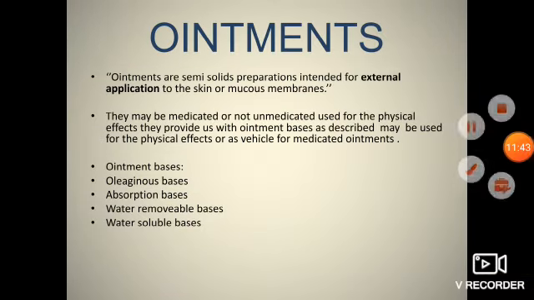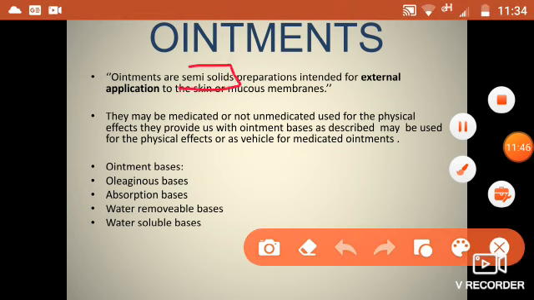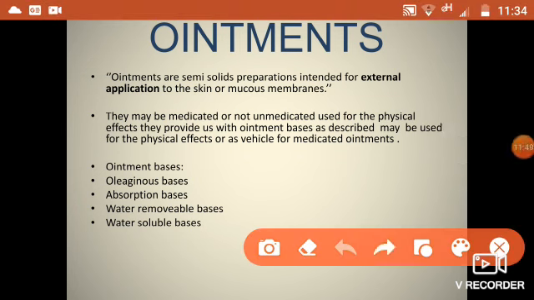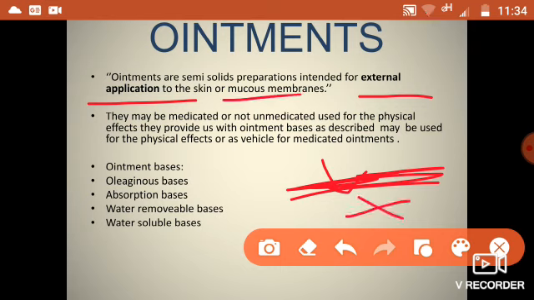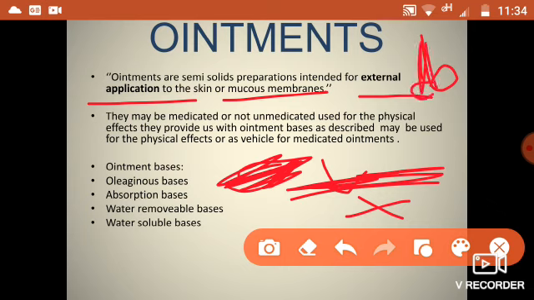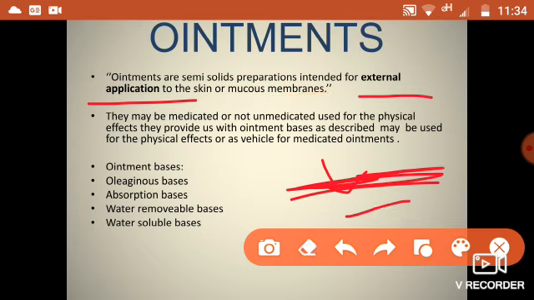Ointments. What are ointments? Ointments are semi-solid dosage forms, as we have discussed, intended for external application. That is, this is the skin, and external application on the topmost layer, not beneath or under the skin, or mucous membrane. What is the mucous membrane? On the topmost layer of the eye, the first one is the protective layer. This is the mucus. In the nose, you also have a protective layer, which is a mucous membrane. Okay, they may be medicated or unmedicated, used for physical effects. The physical effects may be produced by the ointment, and it may be used as a vehicle for medicated ointment.